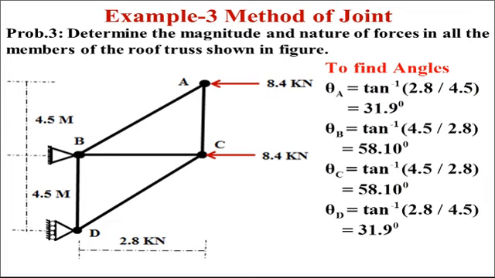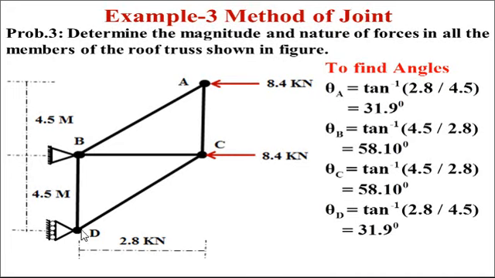Now see, I have taken a third example. Again, it is from Beer and Johnson. So here joint B is a hinge point, D is a roller, and there are two horizontal forces acting to the left. Similar to the previous problem, find out all the angles. Theta is equal to opposite side by adjacent side, that means 2.8 divided by 4.5. You will get theta A, theta B, theta C, theta D. Find out all the interior angles because this will be needed while solving the problem.